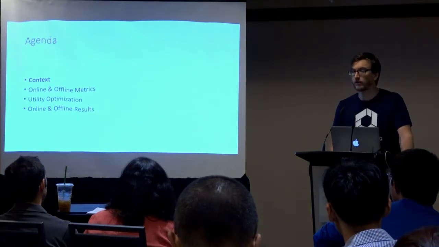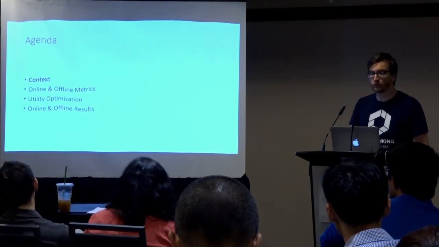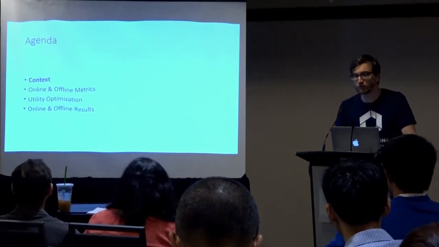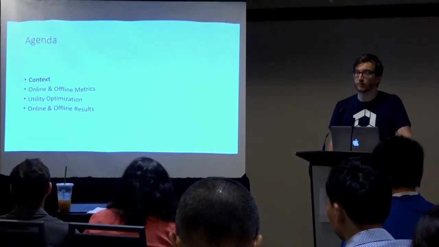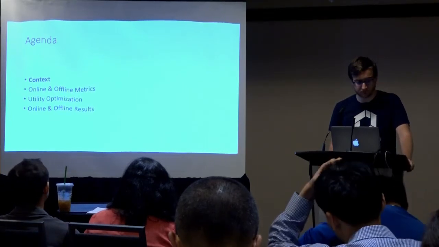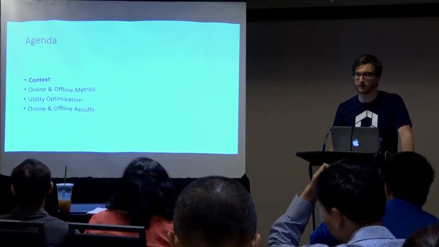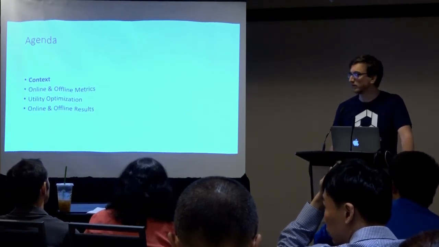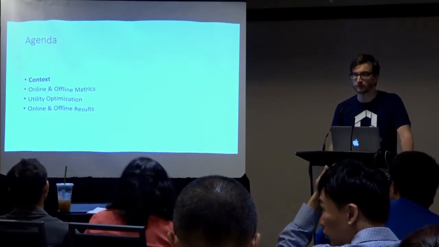So the agenda. I'll first set some context. What do we mean by online advertising auctions and what are we talking about here? Then I'll talk about the offline and online metrics people typically use in these settings. Then that will motivate the idea of utility optimization. And then I will go into our method and I'll conclude with some offline and online results.